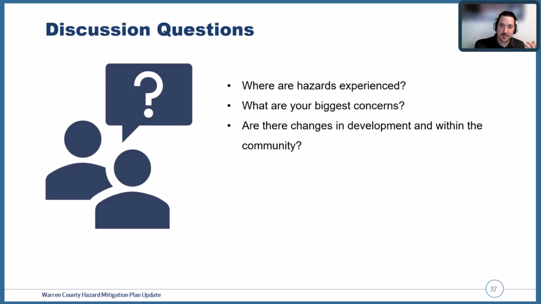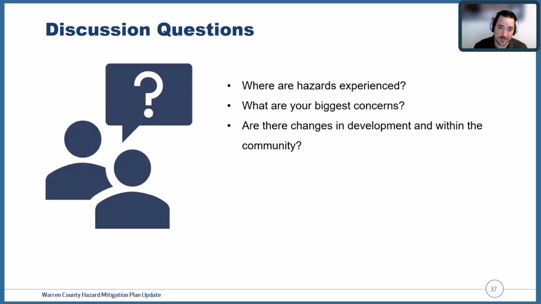These are questions that will be asked in those surveys and in the one-on-one sessions with the community, so think about them ahead of time. Where are hazards experienced? You see your map from that last plan. Is this accurate? Are you seeing the flooding occurring here, or is it occurring completely outside of the mapped area?